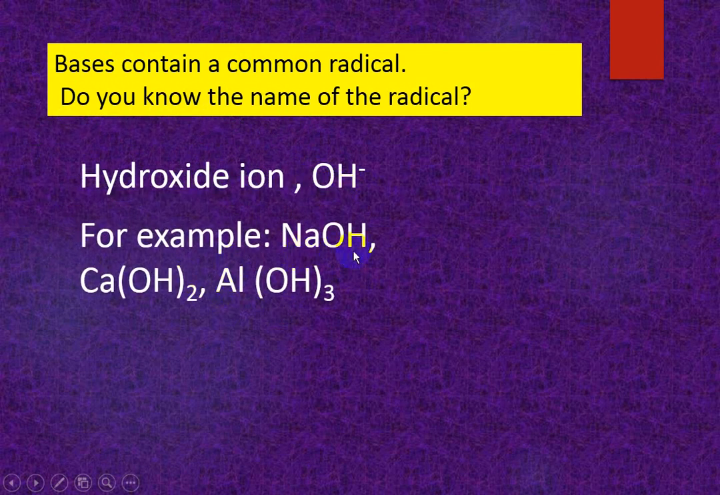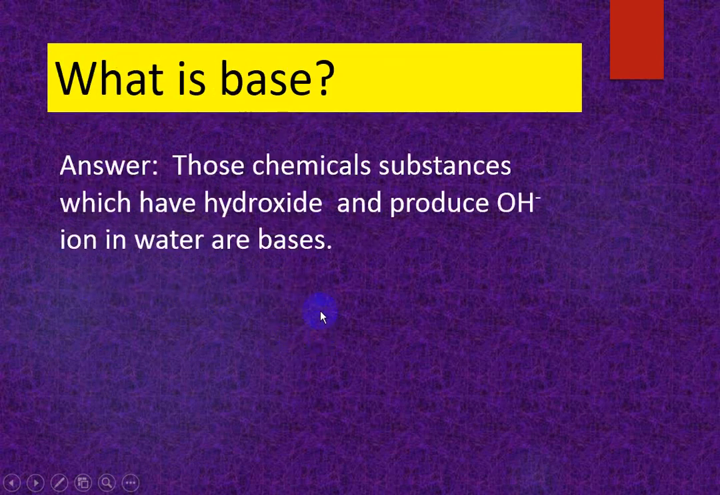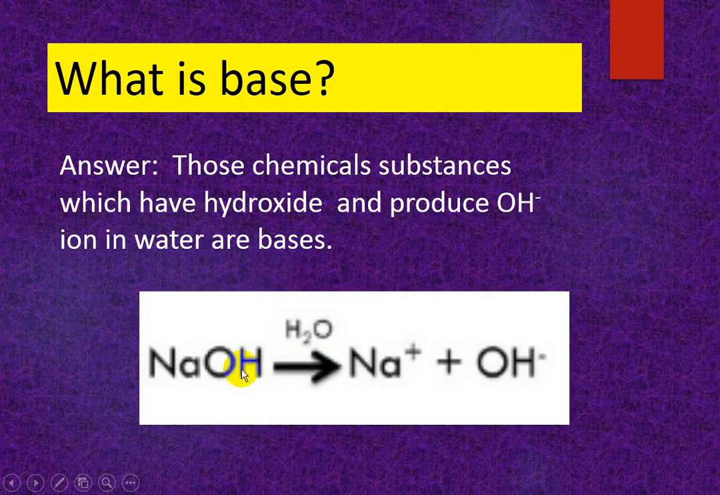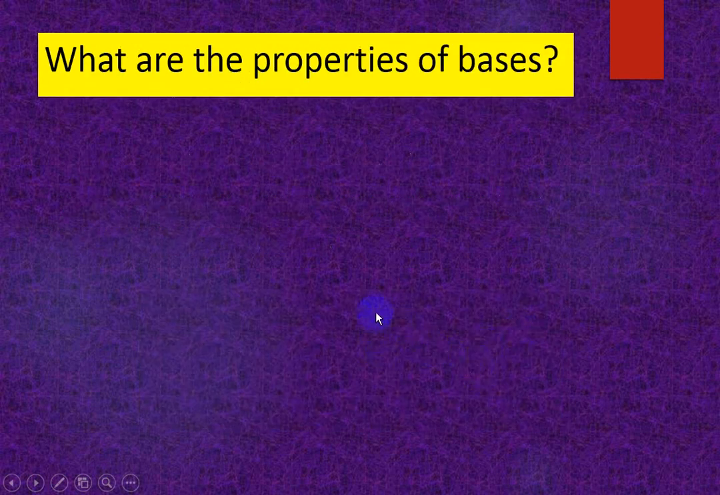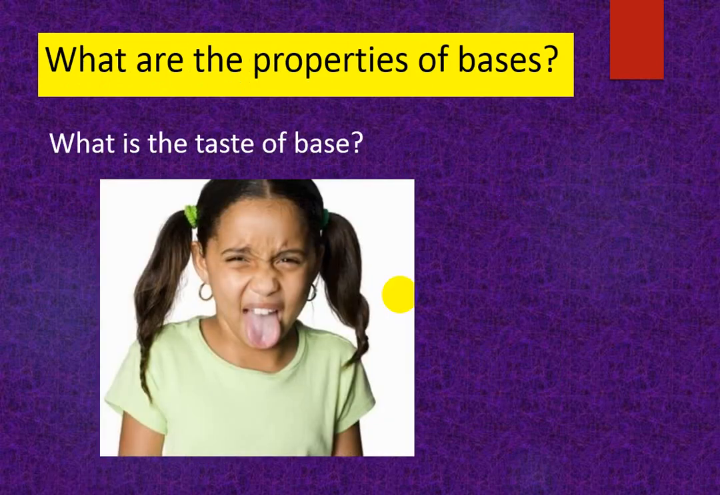For example, sodium hydroxide, calcium hydroxide, ammonium hydroxide. What is a base? Those chemical substances which have hydroxide ion and produce OH minus ion in water are bases. Like sodium hydroxide, in water it produces OH minus ion, so sodium hydroxide is a base. What are the properties of bases? Look, what is the taste of base? This is the bitter taste.